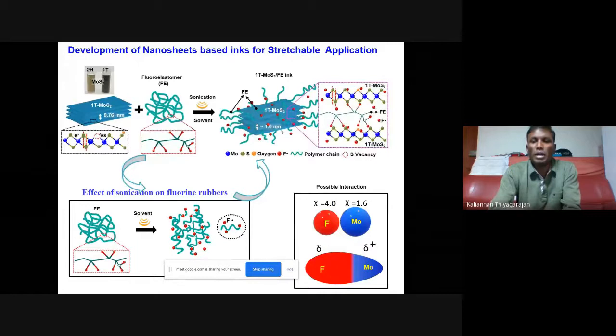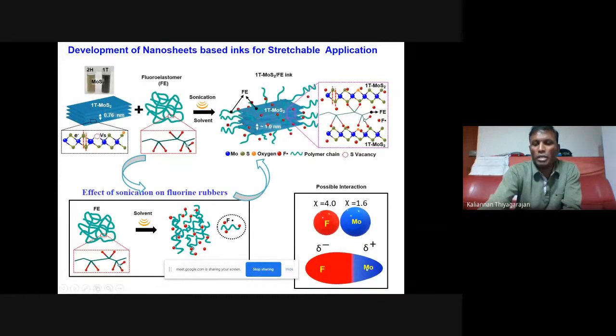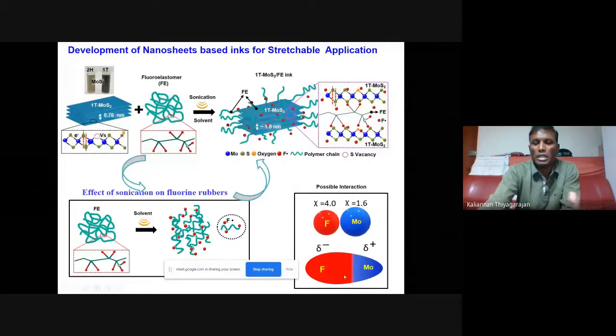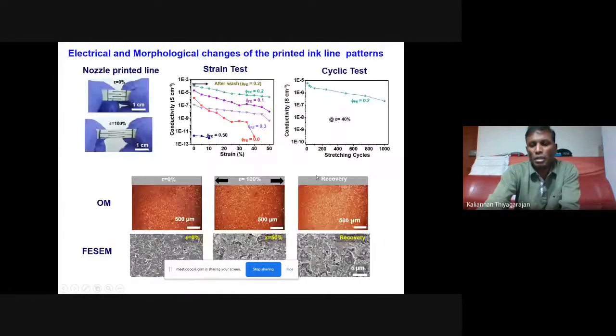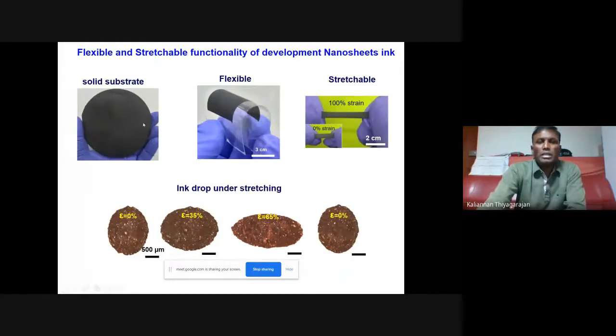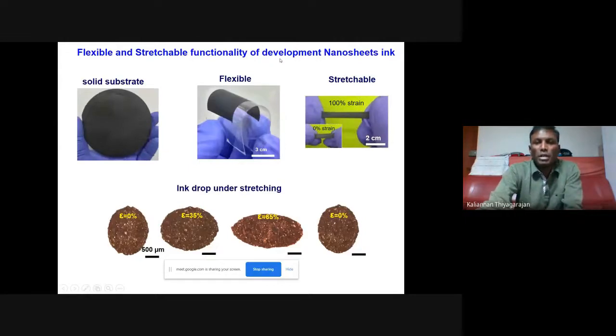At the same time, this kind of interaction is happening between fluorine and molybdenum, and they share an interaction, so it will be stable and printable. These are the multiple applications I can do immediately after developing the ink. It takes just a 30-minute job. Once your MoS2 and your polymer solution are ready, you blend for 30 minutes. You will get a very good ink, and it can be spin coatable or anything.